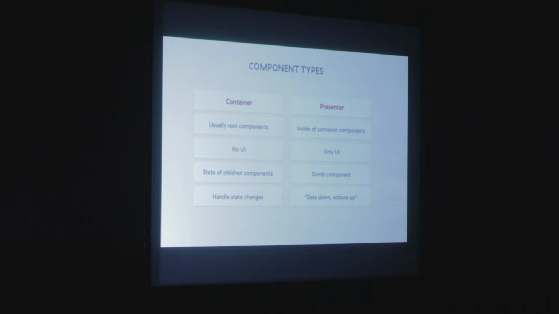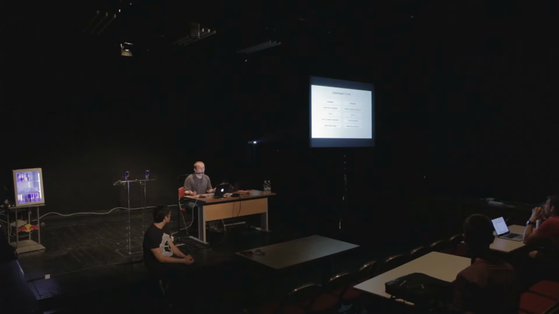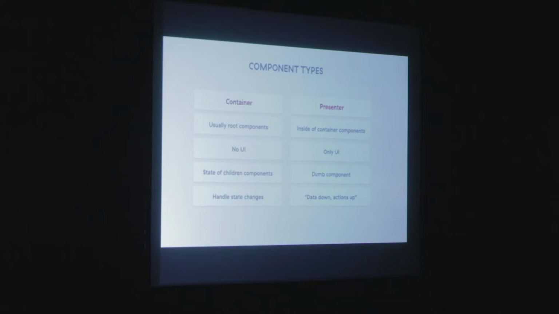They're usually root components, or you might have one per root, or maybe you will have more of them, depending on the complexity of your app. And they mostly either hold the state of their children, or they take the state from the state management and pass it to the children. And they also handle the state changes. So the other type of components, which is presenter components, shouldn't directly work with state.